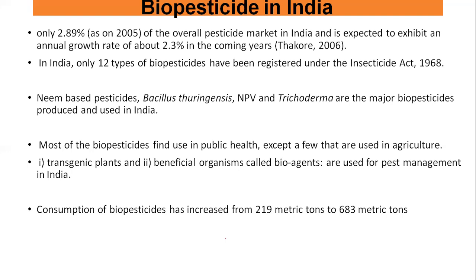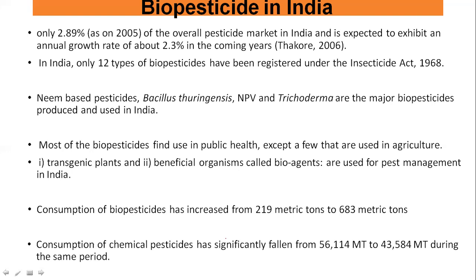are used in pest management in India, and consumption of biopesticide has increased from 219 metric tons to 683 metric tons, and consumption of chemical pesticide has significantly fallen from 56,114 metric tons to 43,584 metric tons during the same period. This is some overall information regarding consumption.